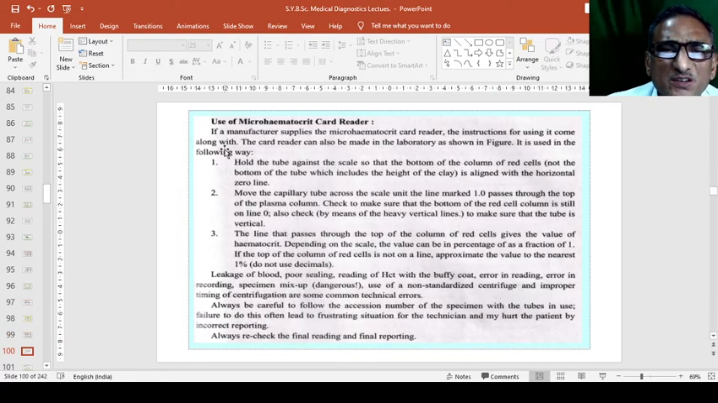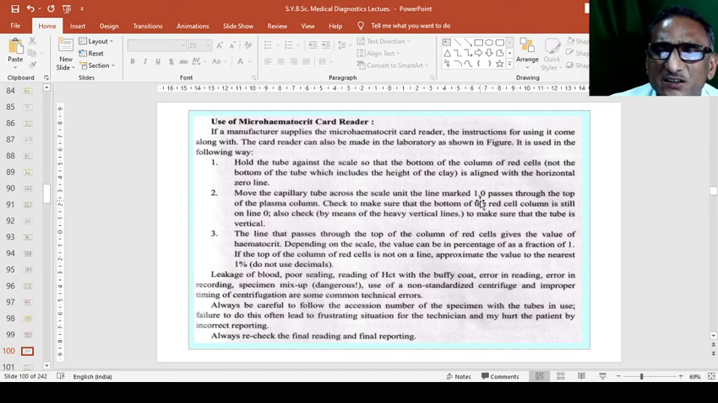Then, use of the microhematocrit card reader: the manufacturer supplies the card reader, and the instructions for using it come along with it; it can also be made in the laboratory. This is the method for how to use it. Hold the tube against the scale so that the bottom of the column of red cells is aligned with the horizontal zero line. Then move the capillary tube across the sealed unit.